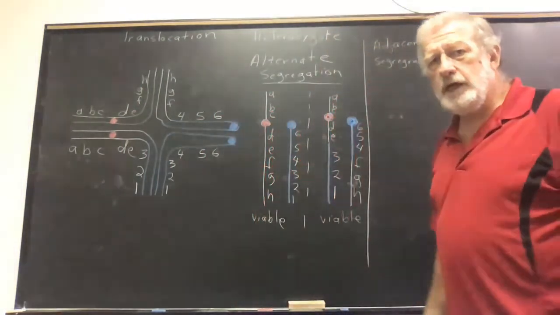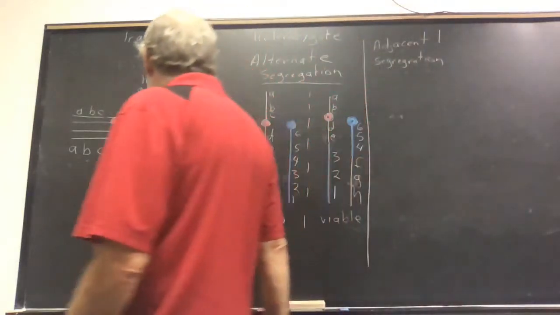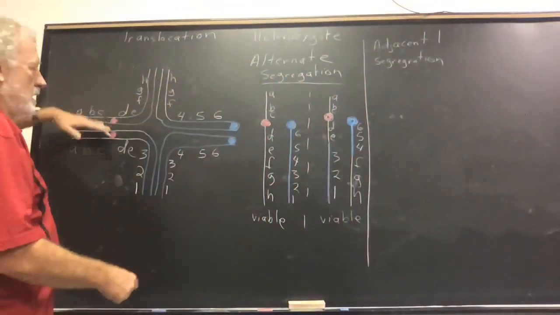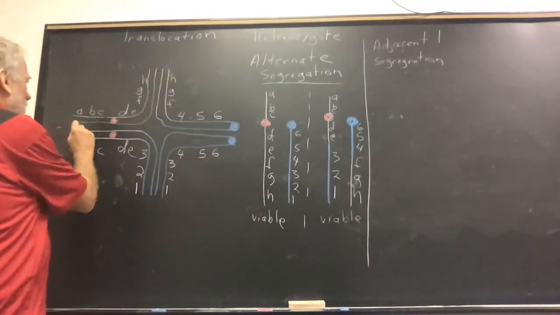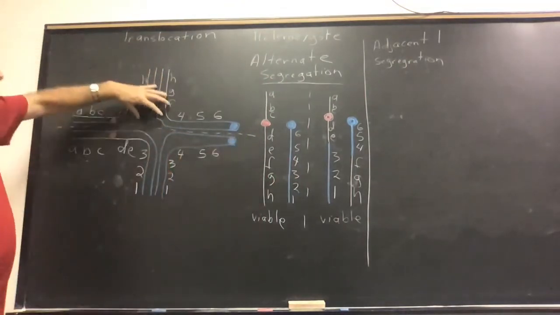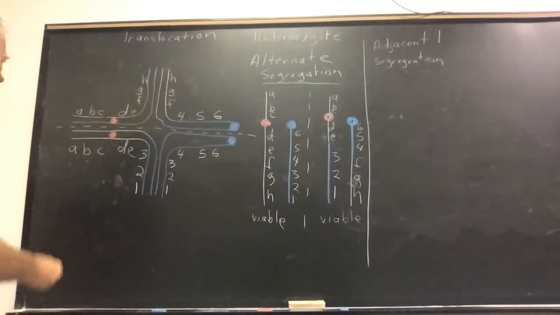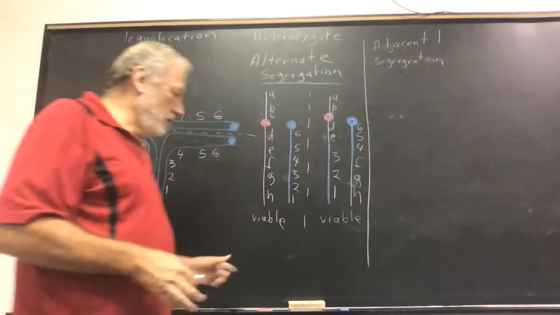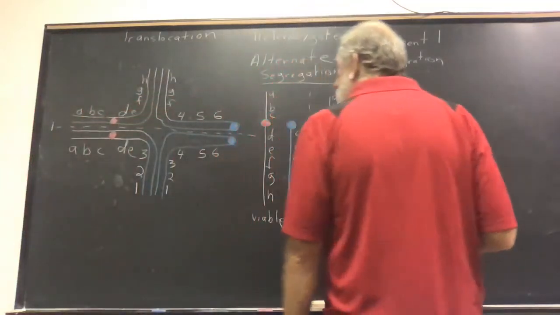Okay, so in adjacent 1 segregation, the non-homologous centromeres that are next to one another go together. So that would mean we're splitting this thing from top to bottom along this axis here, this dotted line. So these two go together, those two will go together. So I'll put a 1 there for adjacent 1 segregation. So let's do what's on top first.